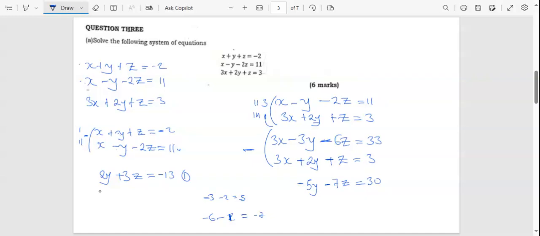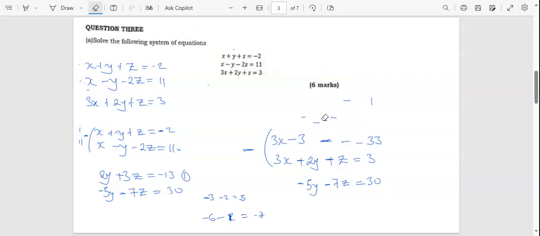So we have negative 5y minus 7z is equal to 30. So these are the equations that will help us to solve for the other value, x. So we'll solve these simultaneously, and we know how to solve such simultaneous equations.